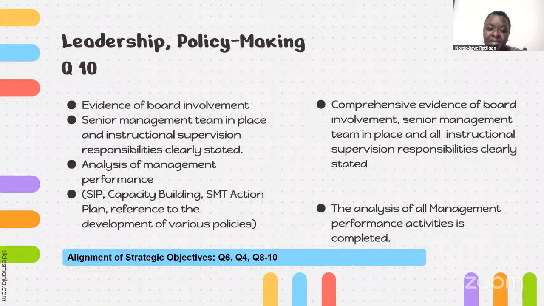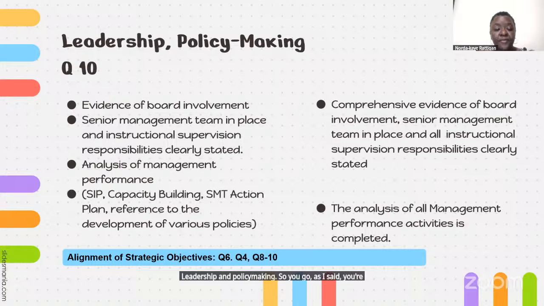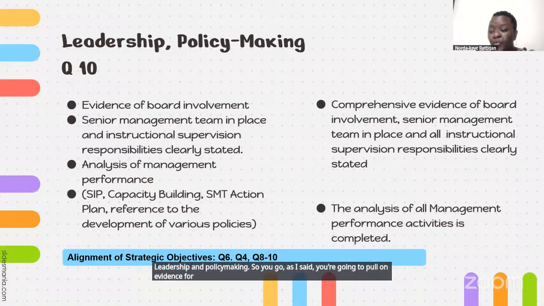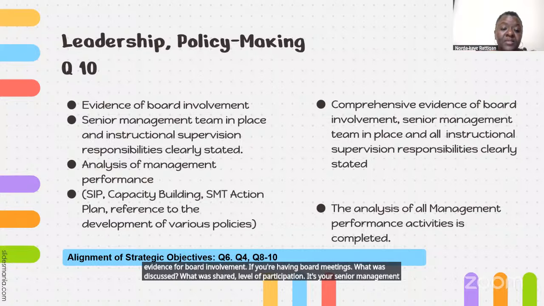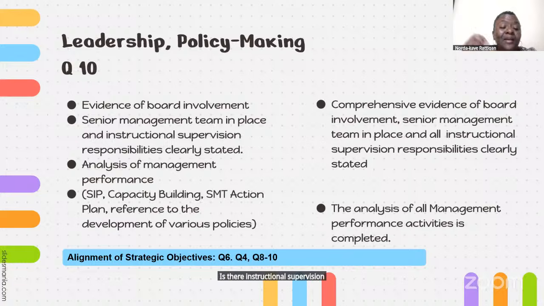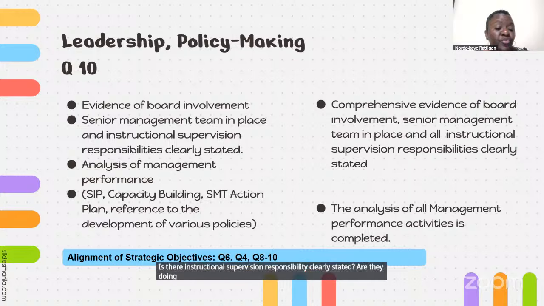Leadership and policy making. So you guys, as I said, you're going to pull on evidence for board involvement. If you're having board meetings, what was discussed, what was shared, level of participation. Is your senior management team in place? Is there instructional supervision, responsibility clearly stated? Are they doing what they're supposed to do? Are you ensuring that they're doing what they're supposed to do?